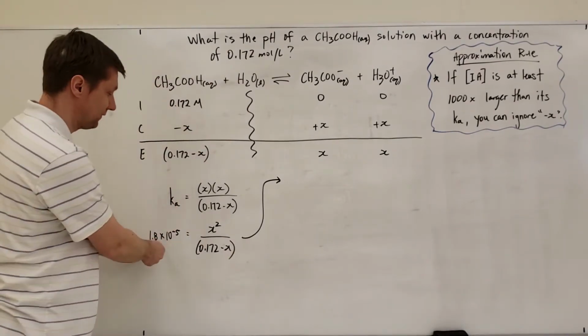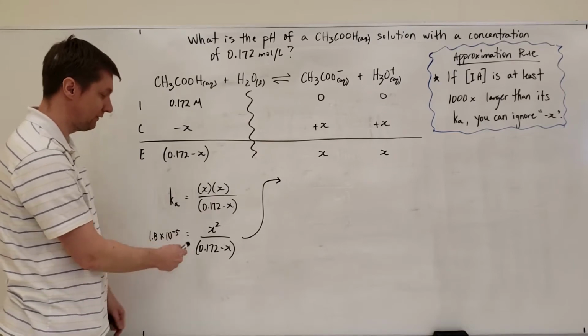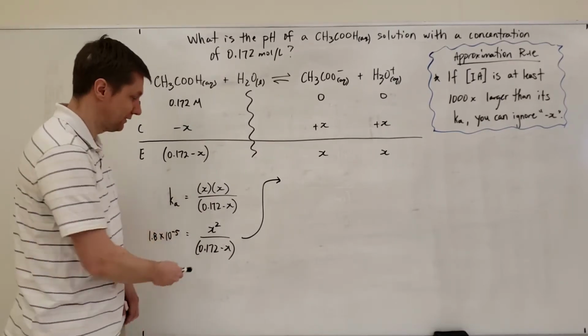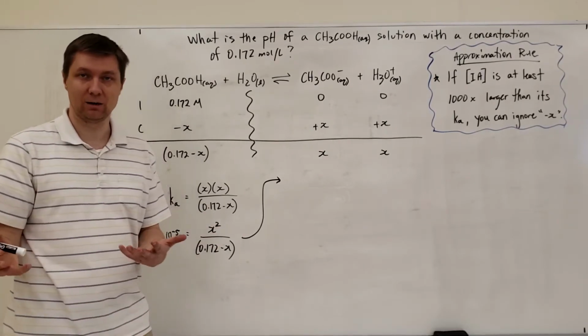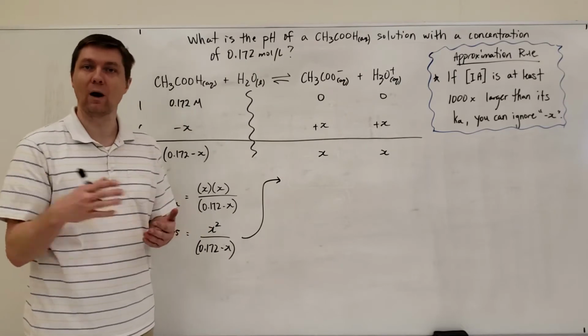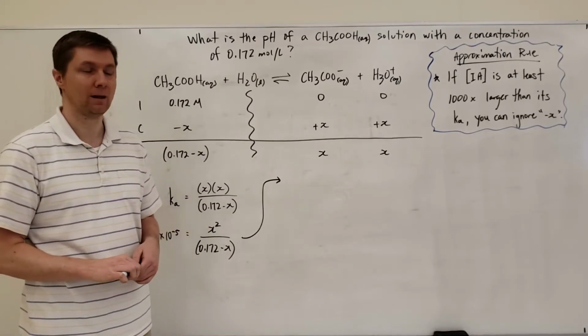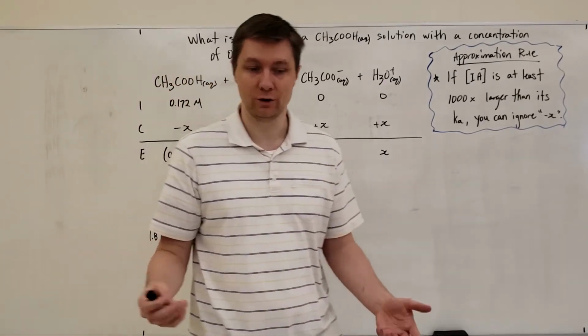So this one is found in the data booklet. The Ka is 1.8 times 10 to the negative 5, and that's equal to this right here. Now this is a problem because if you look at this, this is a quadratic equation. The nice thing about Chem 30 is that they do not require you to use the quadratic formula to solve any problems here. If you run into this situation, there's an approximation rule that you need to follow.